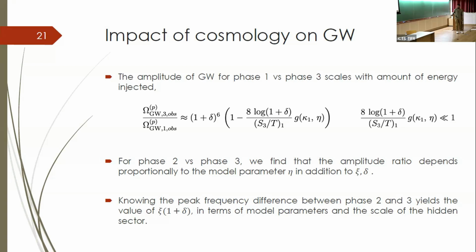For phase 2 and phase 3, I cannot write down a very closed form answer here, and the reason again is because the functional form of omega for phase 2 has contributions with different functional forms with respect to the bubble wall and the sound wave, because it's a different phase transition versus phase 3. But overall, it scales proportionally to the model parameter eta in addition to the chi and delta. And also knowing the peak frequency difference between phase 2 and phase 3 leads to a value of the chi 1 plus delta term in terms of model parameters and the scale of the hidden sector.